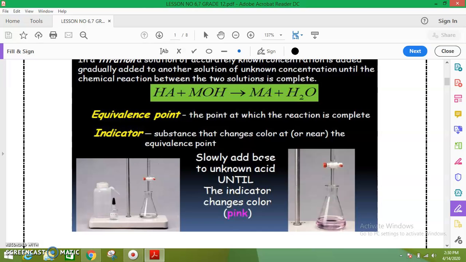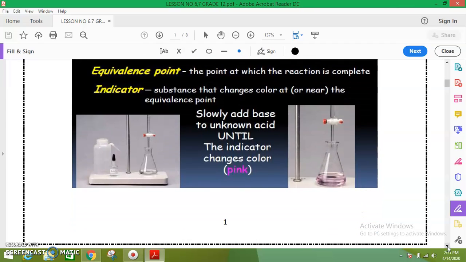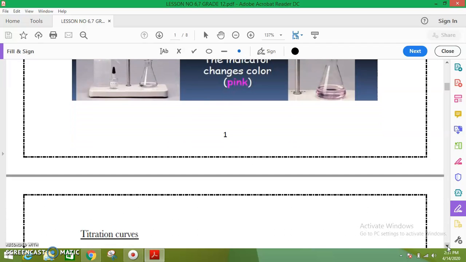What is an indicator? A substance that changes color at or near the equivalence point. So what is the equivalence point? The point at which the reaction is complete. It means when the color changes, like you slowly add a base to an unknown acid until the indicator changes the color. If the color changes from colorless to pink, from red to yellow, from yellow to red, whenever the color changes, it means the reaction is complete, and at that time the titration or chemical reaction is finished.